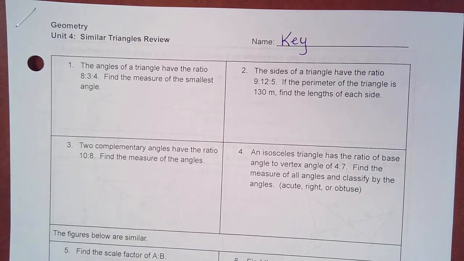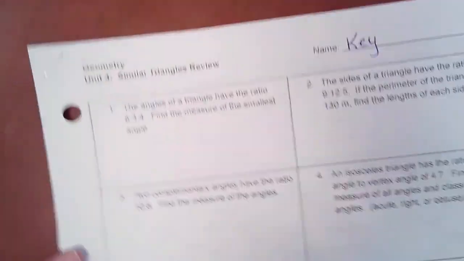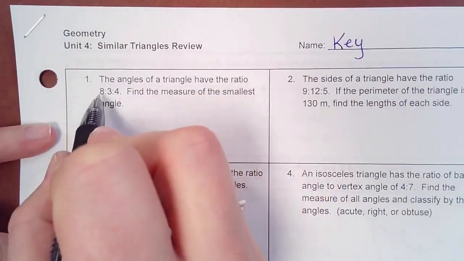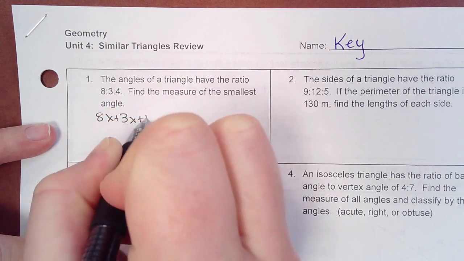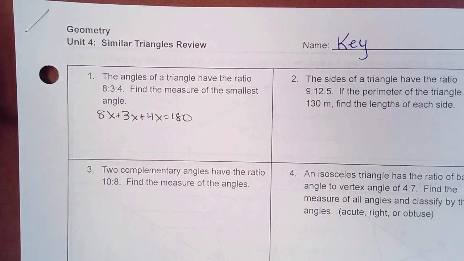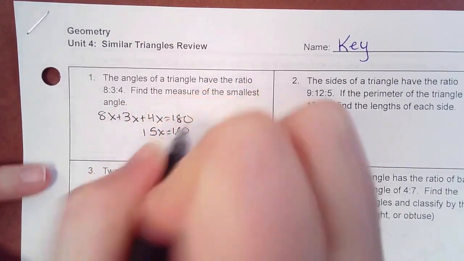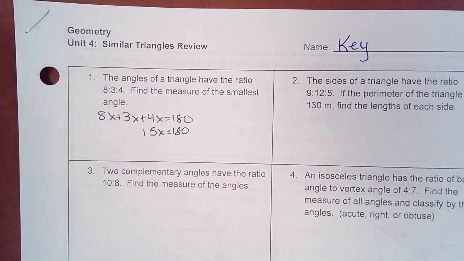The first question says the angles of a triangle have the ratio of 8 to 3 to 4. Find the measure of the smallest angle. So I know that the measures of the angles in a triangle should add up to 180. So 8x plus 3x plus 4x equals 180. I'm going to combine my like terms. So I get 15x equals 180. Divide by 15, so x equals 12.